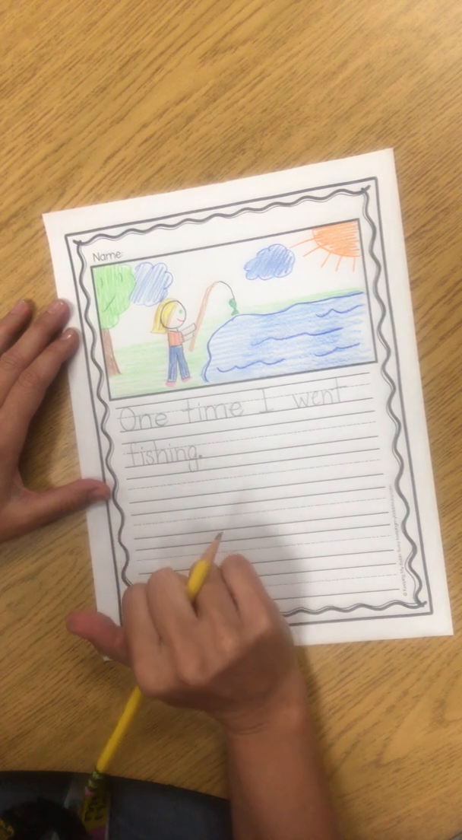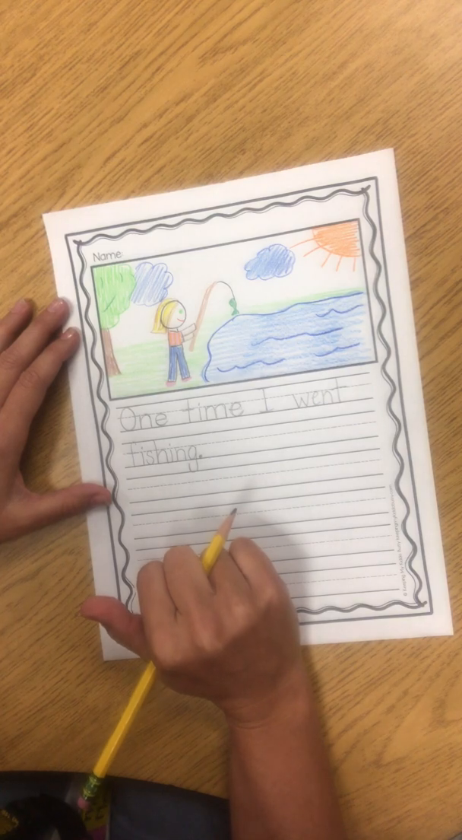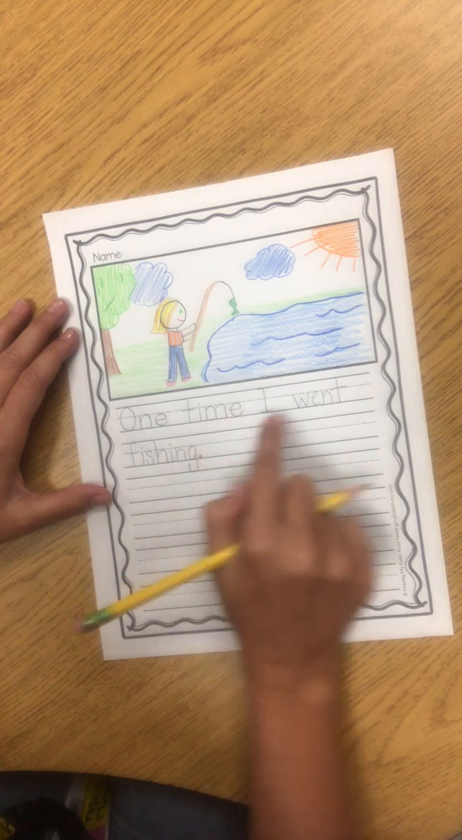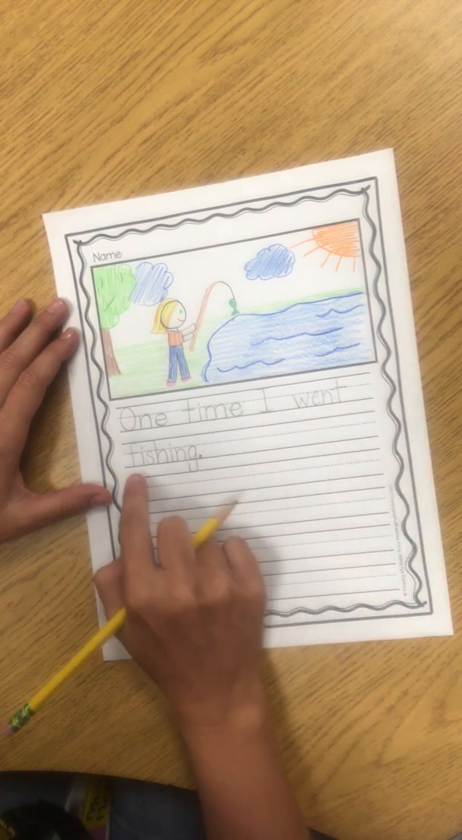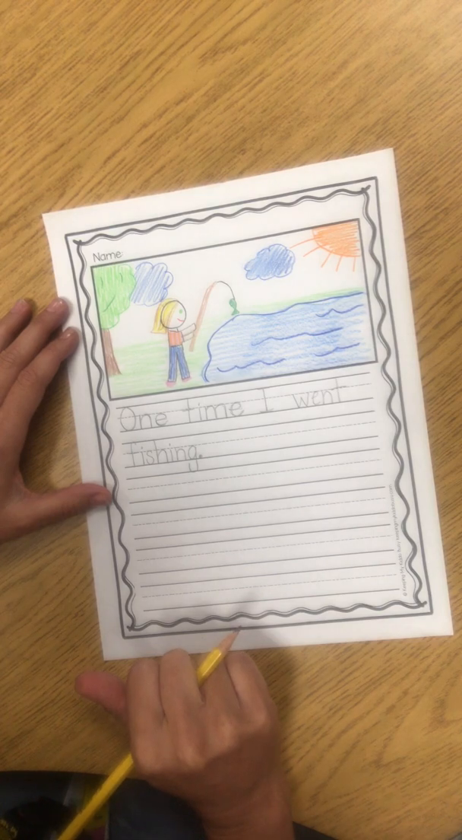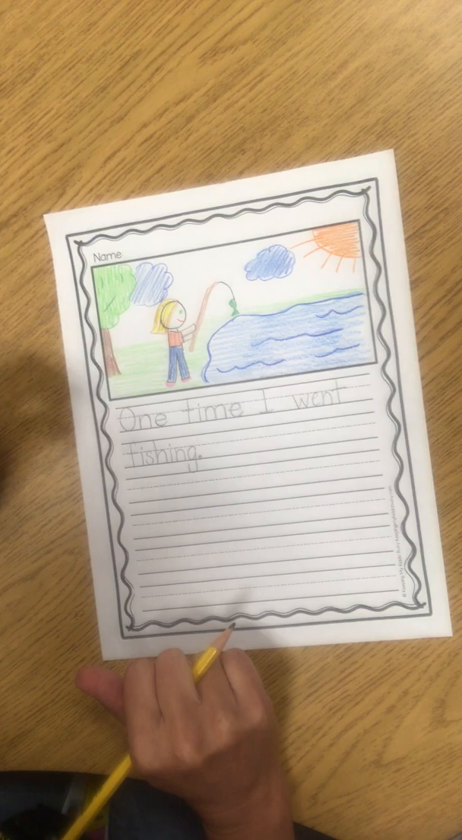It's just right here. Now, something that good writers always do is they go back and read their writing to make sure that it makes sense. So follow along with me. One time I went fishing. Okay, tomorrow we're going to work on adding some details to this and adding just a little bit more to our writing.